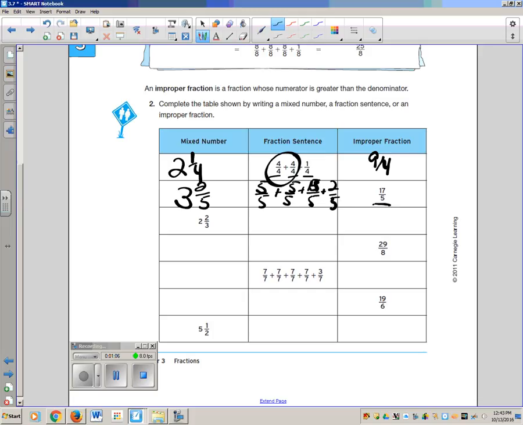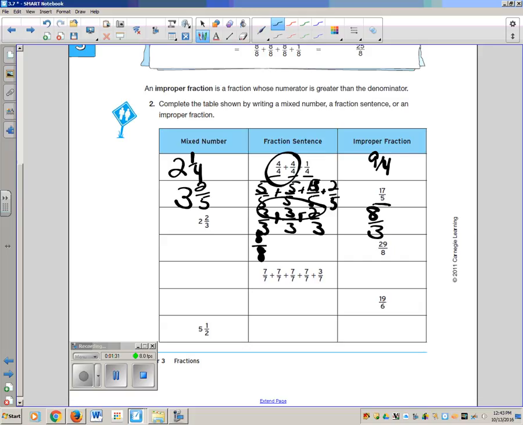If the mixed number is 2 and 2/3, I'm going to have 3/3. That's 1. Another 3/3. That's where I get the 2. Plus 2/3. Add up your numerators. 8/3. One more. 29/8. The denominator tells us it is 8.